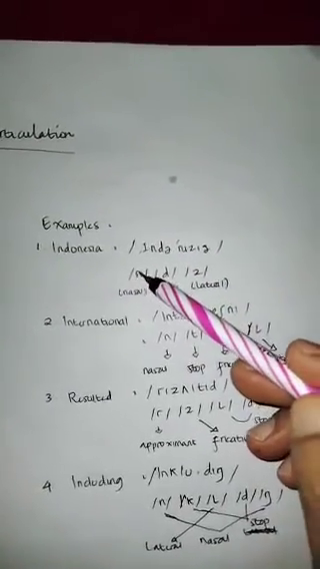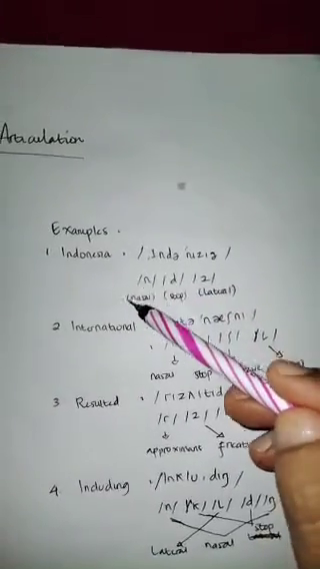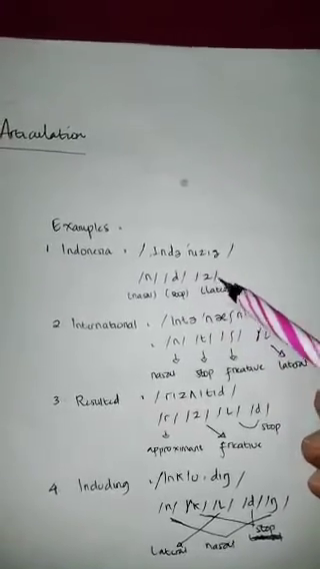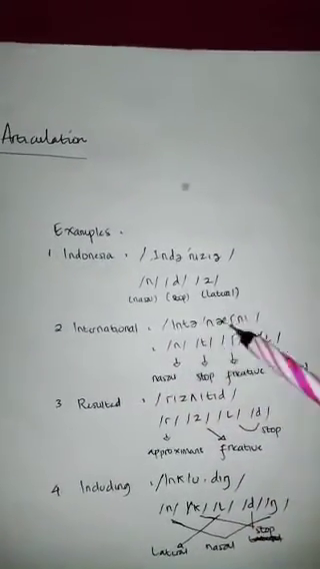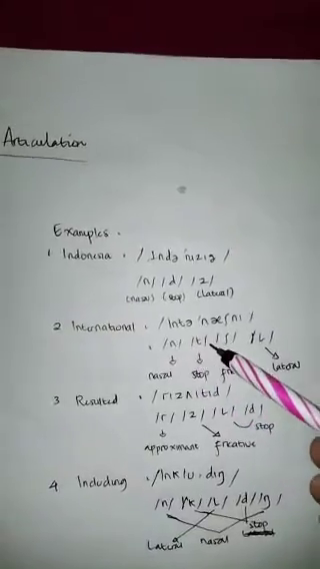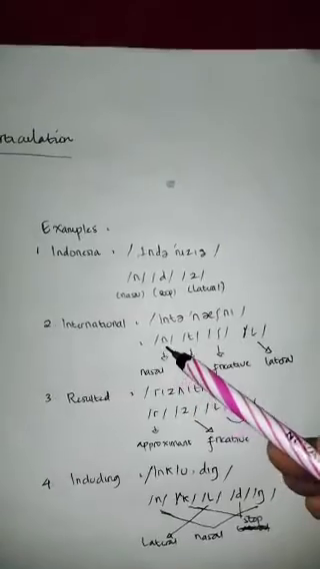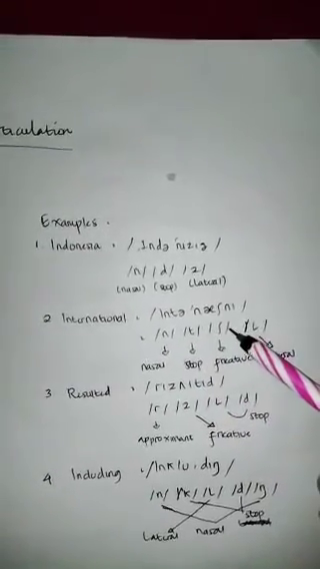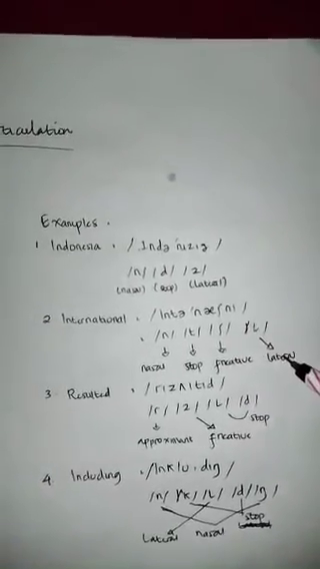The sounds are n, d, z. N is normally nasal, d is a stop, z is fricative. Number 2, international. This is the phonetic transcription of international. There are n, sh, n, and l. N is normally nasal, t is a stop, sh is fricative, l is lateral.